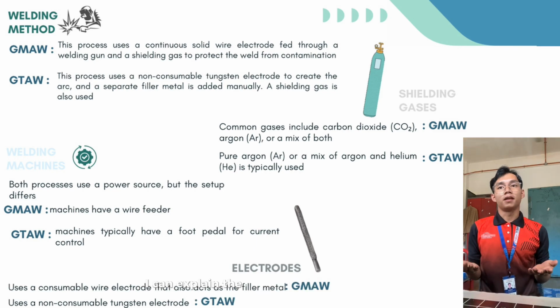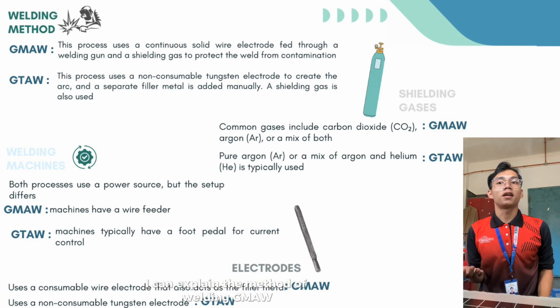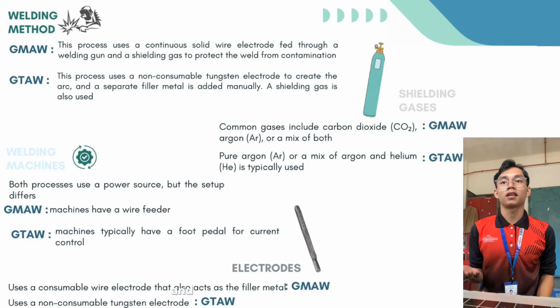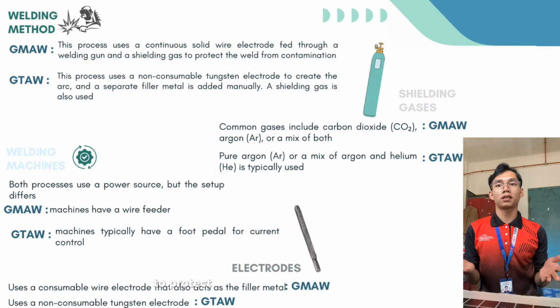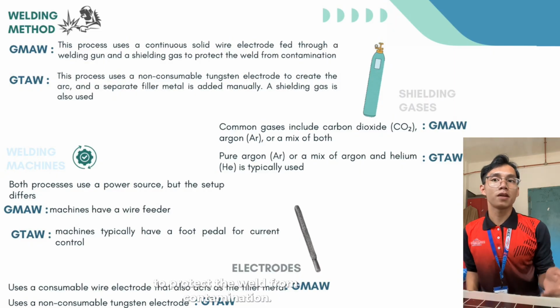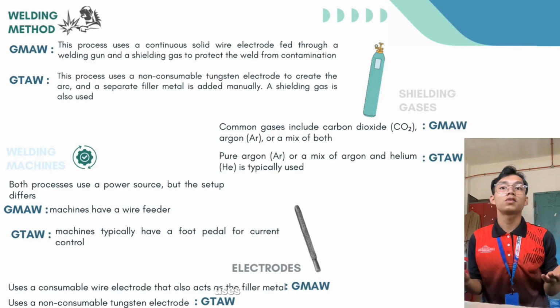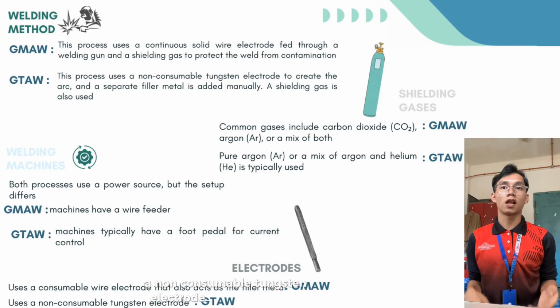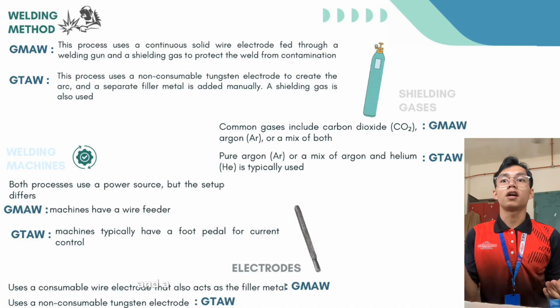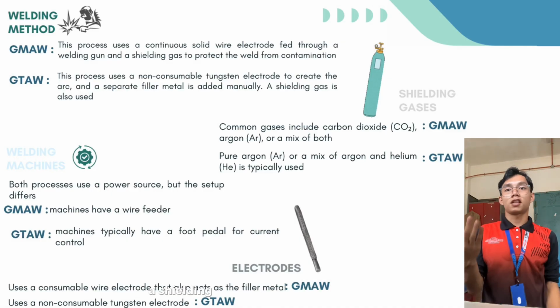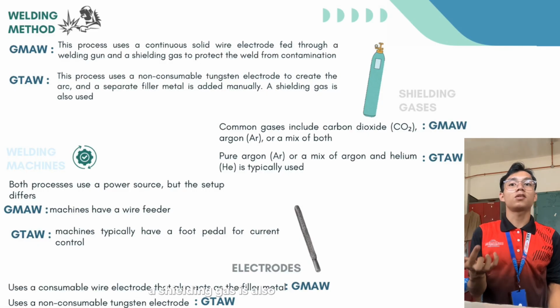I can explain the method of welding. GMAW, the process, uses a continuous solid wire electrode fed through a welding gun and a shielding gas to protect the weld from contamination. GTAW, this process uses a non-consumable tungsten electrode to create the arc and a separate filler metal is added manually. A shielding gas is also used.